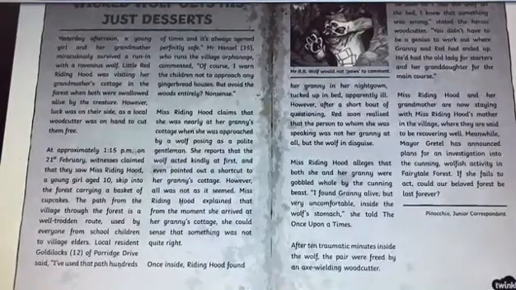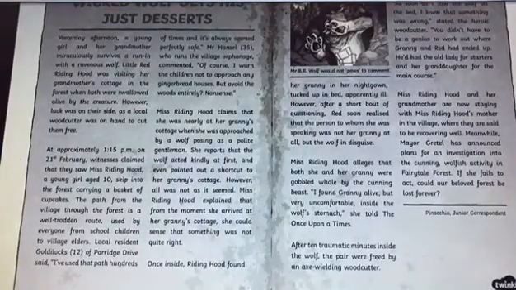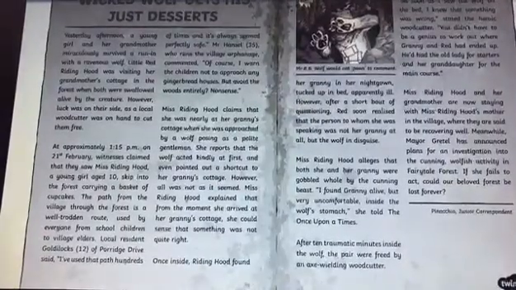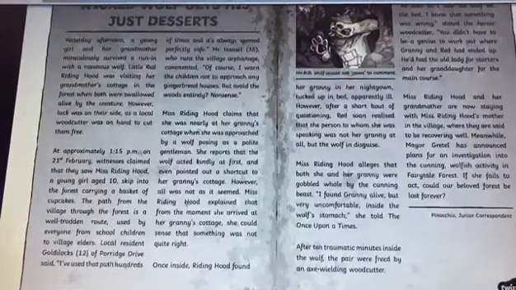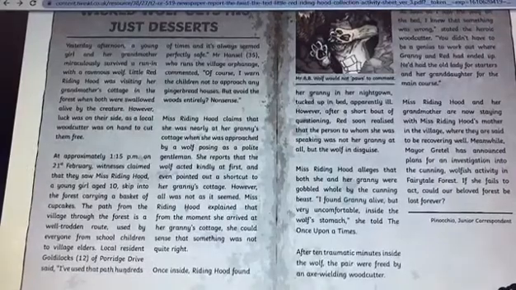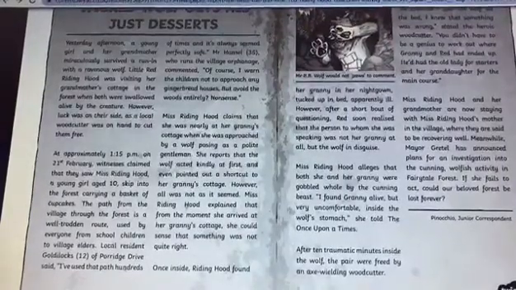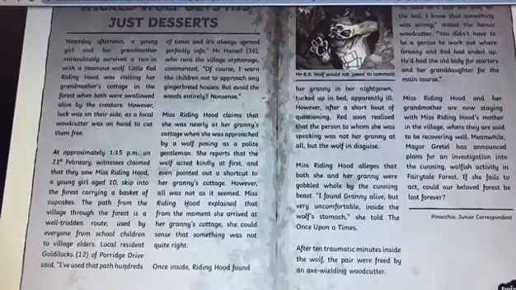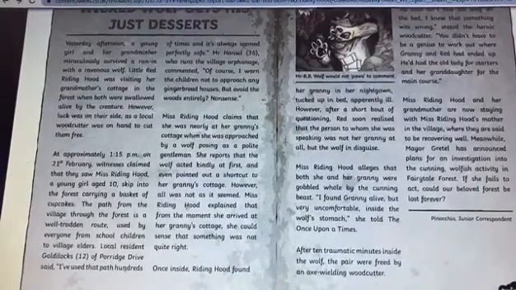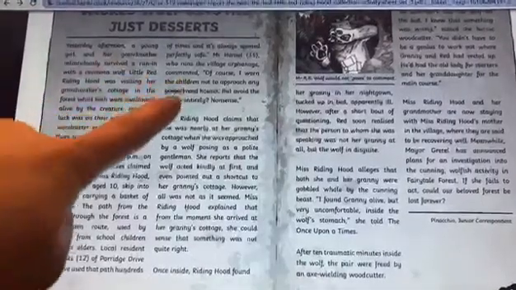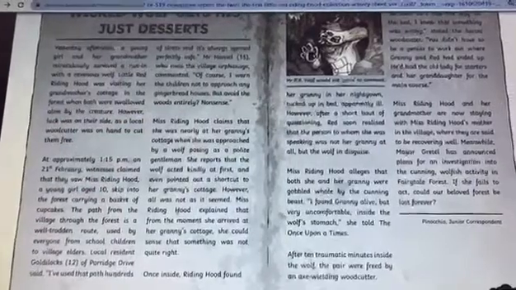The path from the village through the forest is a well-trodden route, used by everyone, from school children to village elders. Local resident Goldilocks, 12, of Porridge Drive, said, "I've used that path hundreds of times and it's always seemed perfectly safe." Mr. Hansel, 35, who runs the village orphanage, commented, "Of course, I warn the children not to approach any gingerbread houses, but avoid the woods entirely. Nonsense." So again, good use of direct speech there.